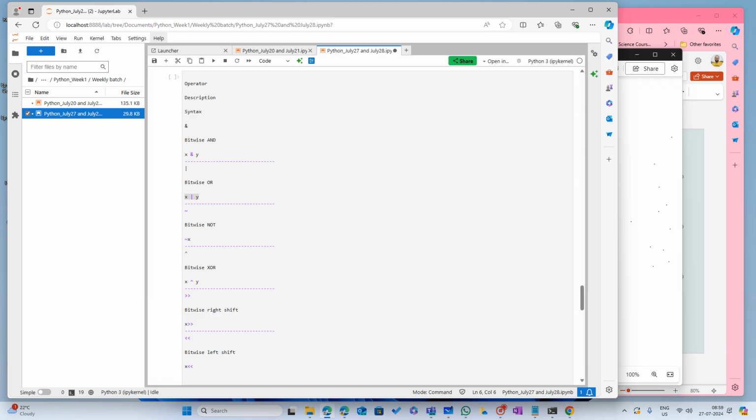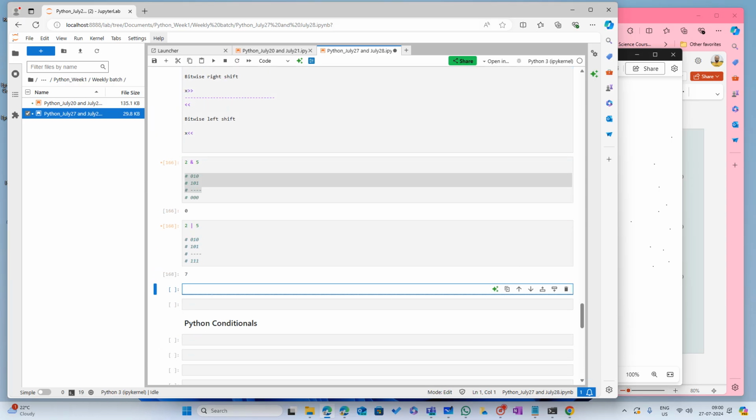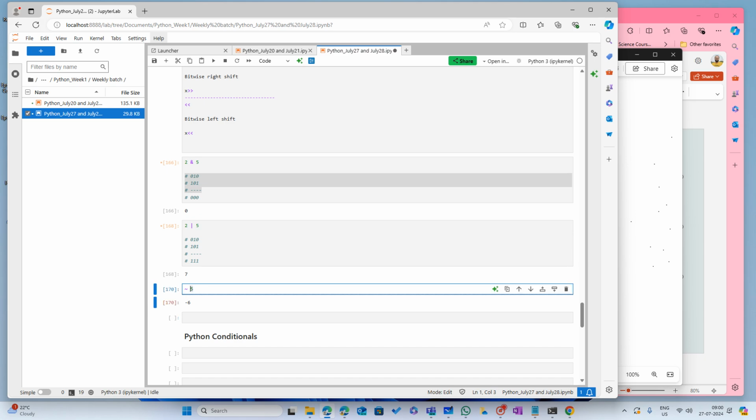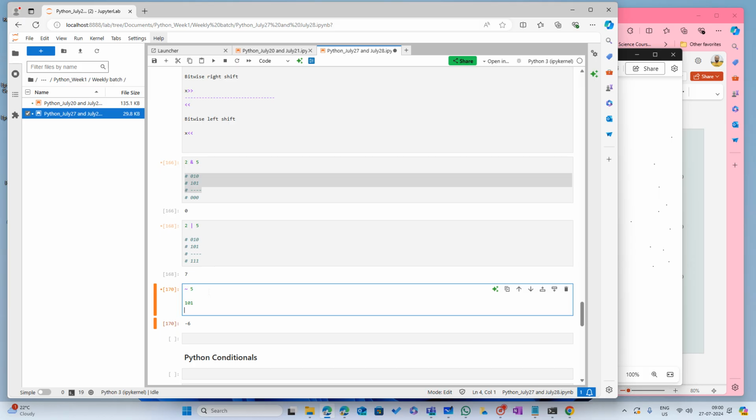Okay, that's about it. And then bitwise not. Bitwise not means if you have 0, it will make it 1. If you have 1, it will convert it to 0. For example, bitwise not of 5 is minus 6. How is it that you're getting minus 6 there? It's because if you have 0, 1, 0, 1 as 5, it's converting 1 to 0, 0 to 1. Pay attention here.